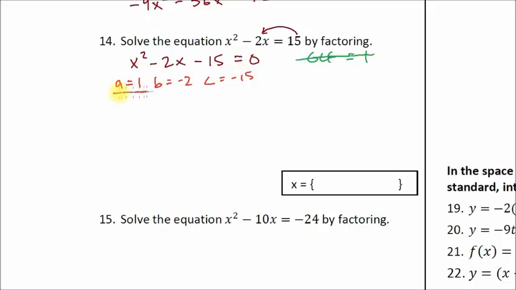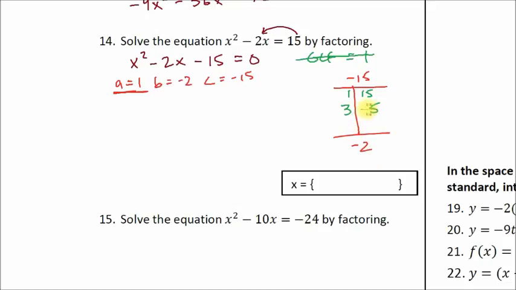By the way, since A is 1, we get to use our shortcut, which saves us lots of time. A times C, 1 times negative 15 is negative 15. B is negative 2. Let's take a look at our combinations. 1 and 15, no. 2 does not go into 15. 3 goes into 15 5 times. That looks good. 5 minus 3 is positive 2.